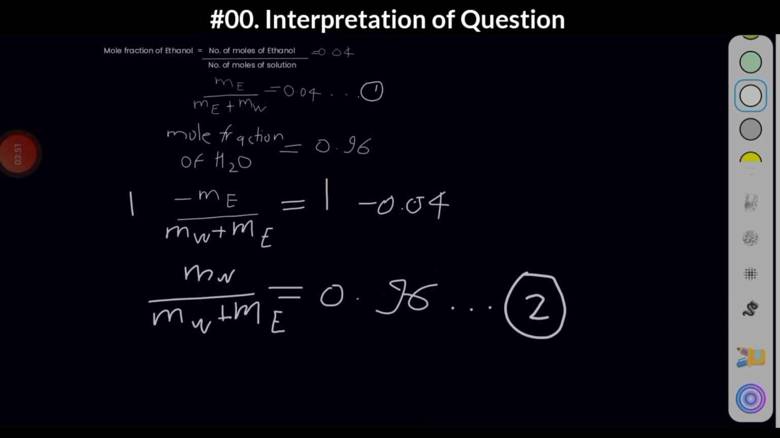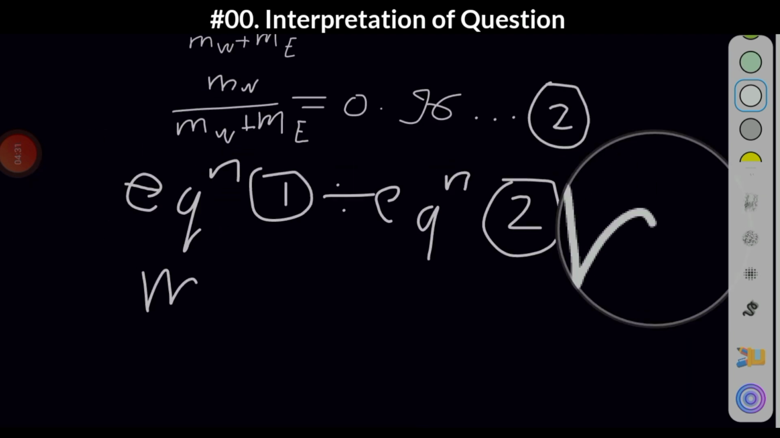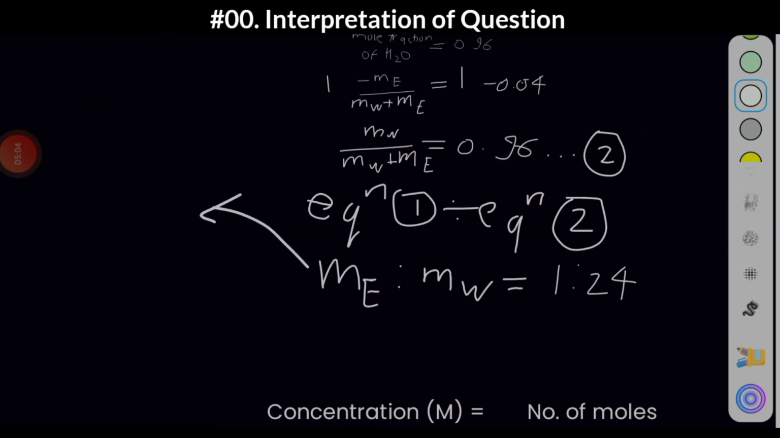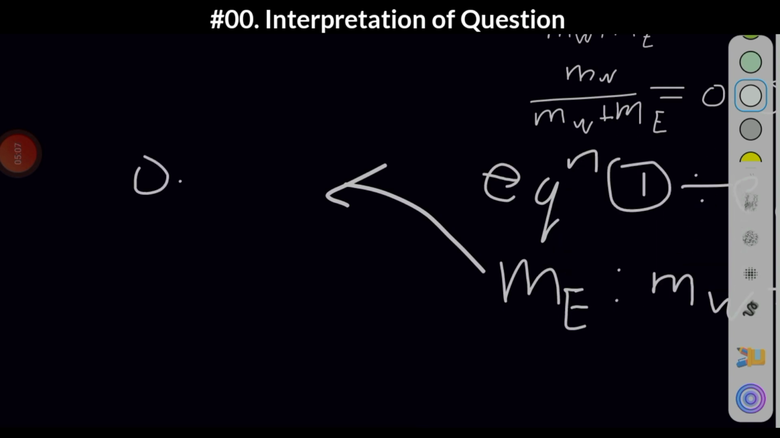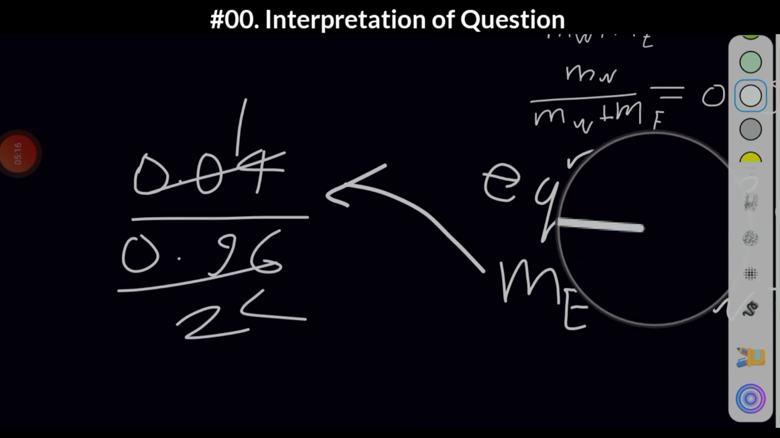We consider equation 1 and equation 2. Both of them have the same denominator, and that is why adding them will give us 1, but apart from that, if we divide these two equations, we will get the ratio of number of moles of ethanol to number of moles of water. Let's do it. Let me explain it in here. It's just dividing 0.04 upon 0.96, which gives 1 upon 24.